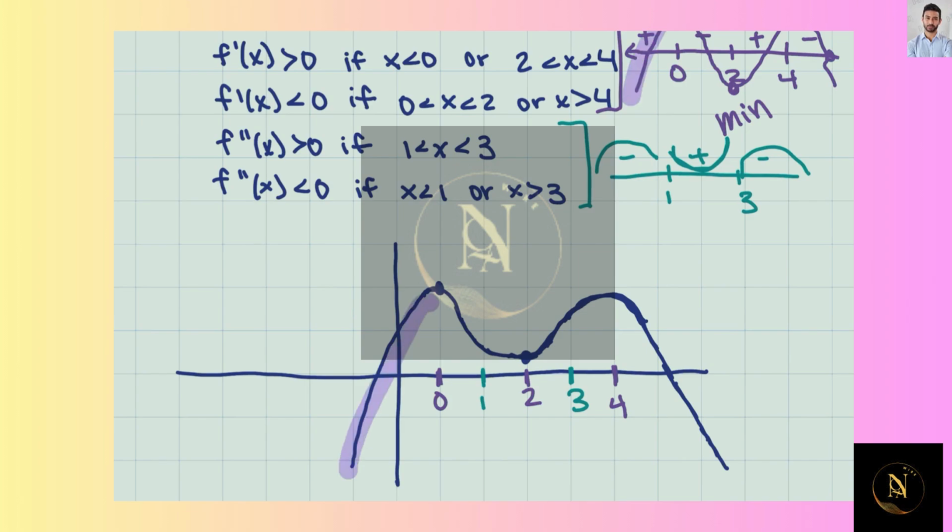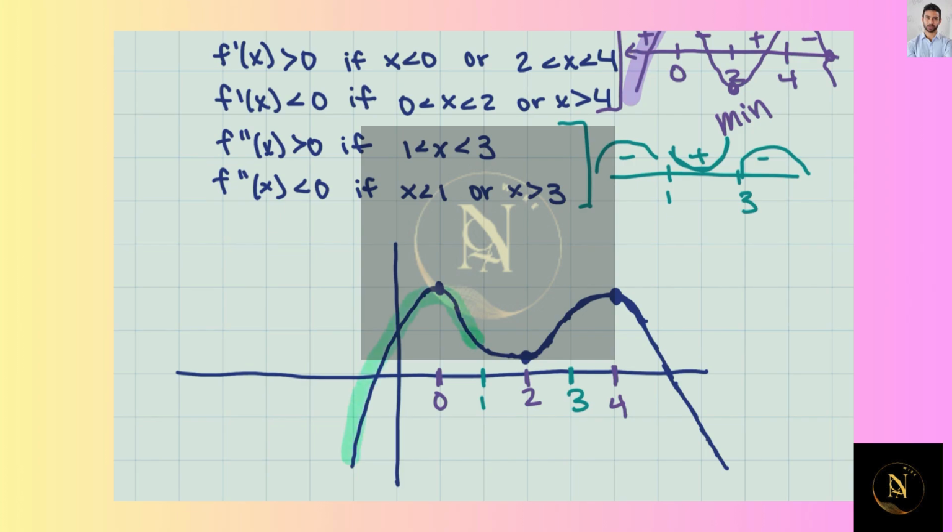Let's go back and make sure it meets everything I want it to meet. So we're going to start with our increasing and decreasing. It should be increasing until 0, check. And then decreasing until 2, good. Increasing until 4, and then decreasing after that, which we are good on. So we've met all of those.